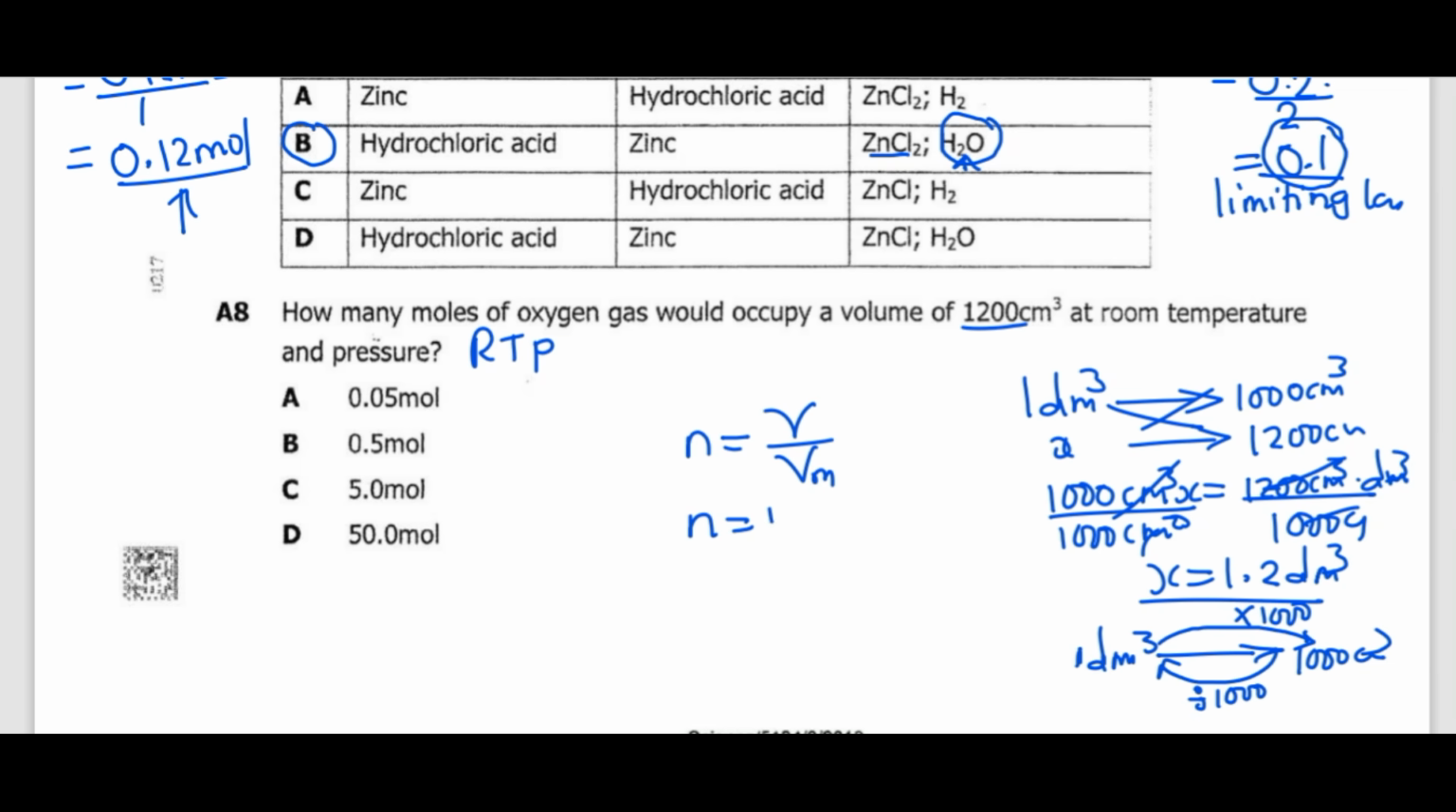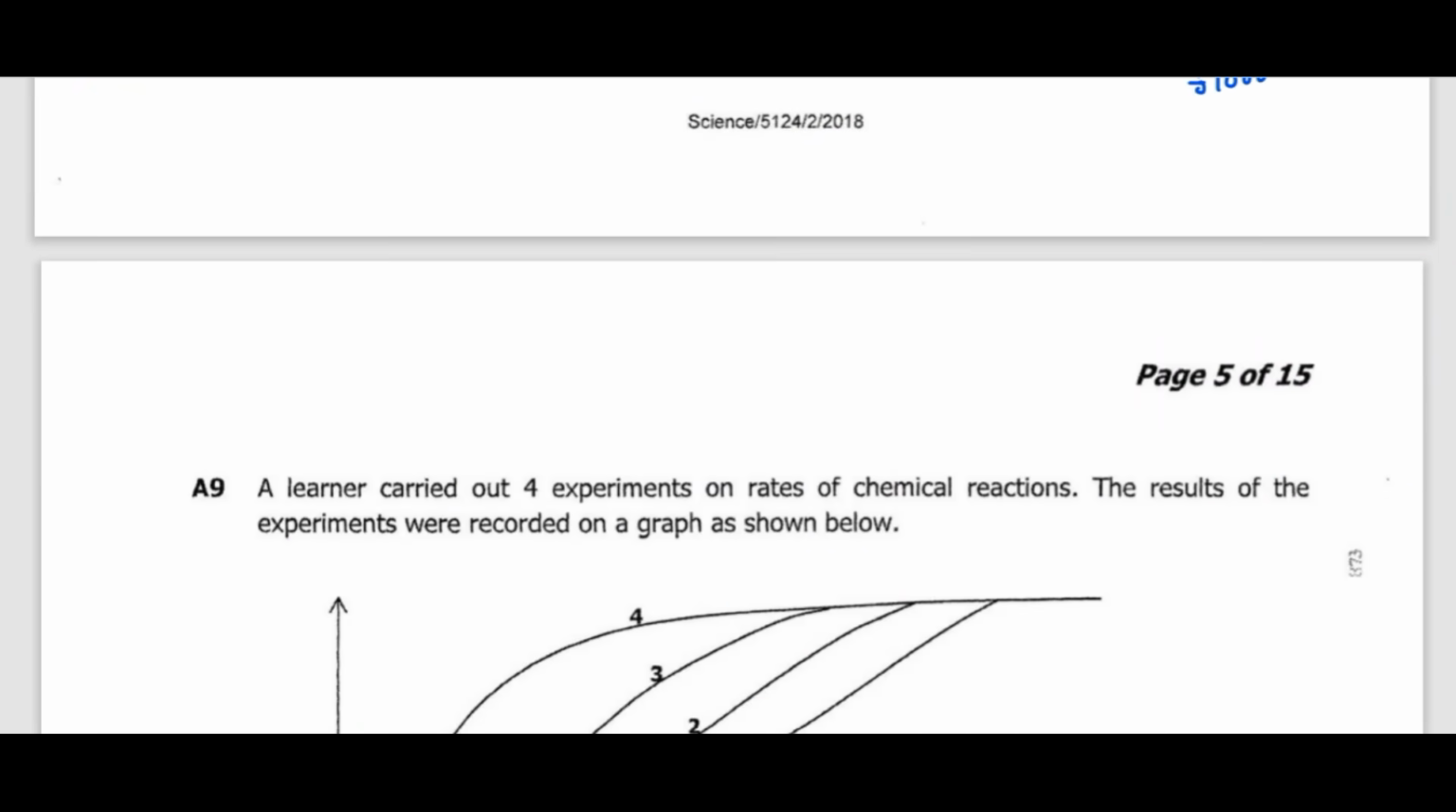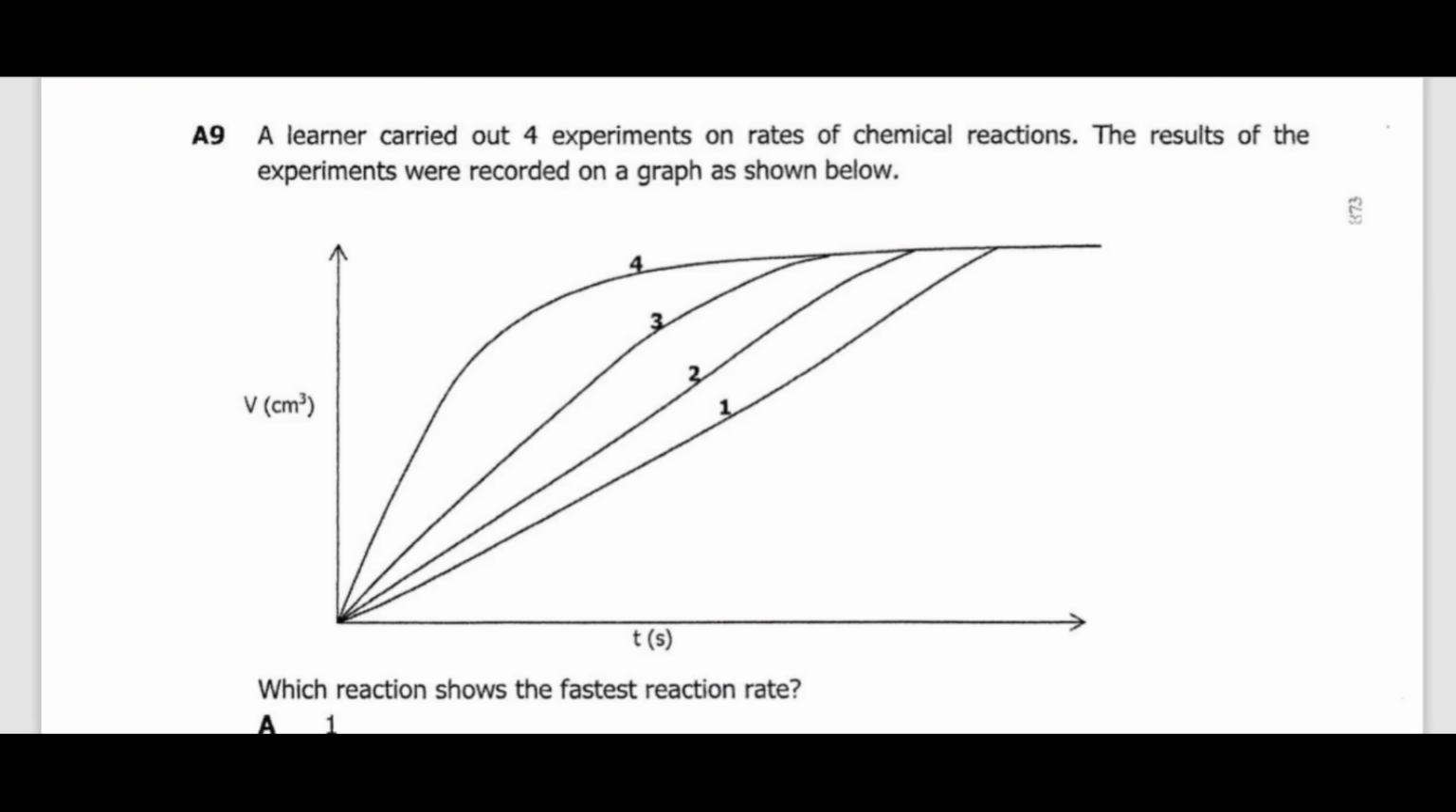So the volume is now 1.2 over the molar volume. Whenever you have RTP, the molar volume is 24. So we divide by 24. If we do the mathematics, 1.2 divided by 24, we get 0.05. So I'm getting 0.05 moles. This is our answer, so you can see that the multiple choice is A here. Now we can move on to question 9.